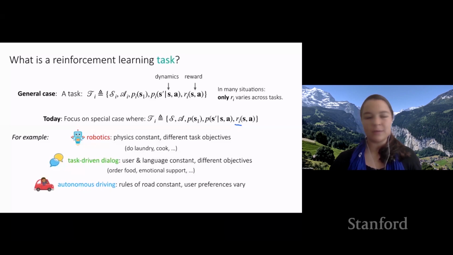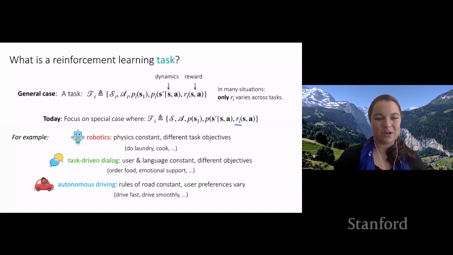A third example where this special case also holds is autonomous driving. For example, maybe the rules of the road stay constant over time. You're always in the same country or the same region of the world, but what might vary is different user preferences. So different tasks would correspond to driving for different people, and one person may want the car to go very fast, another person may want the car to drive very smoothly. Okay, so this is the special case that we'll focus on today.